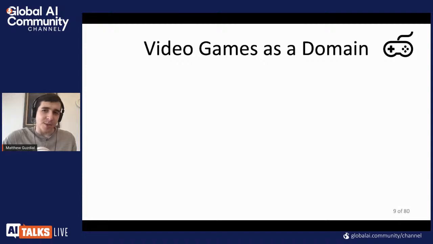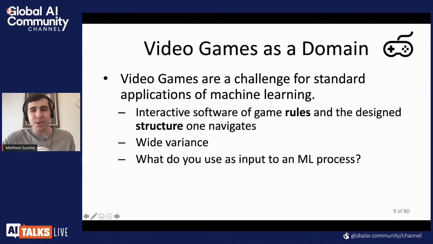In terms of video games as a domain, video games are a challenge for standard applications of machine learning for a few reasons. One, they're an interactive piece of software composed of both game rules and design structure that you navigate. Because of this, we have a weird representation question. They're literally a piece of software. They're made up of rules and structure, right?